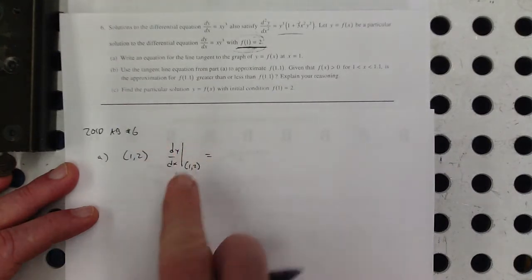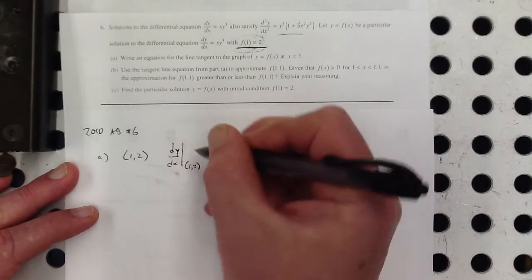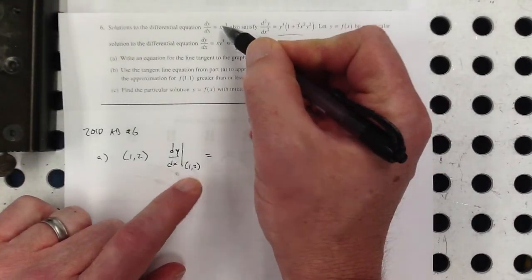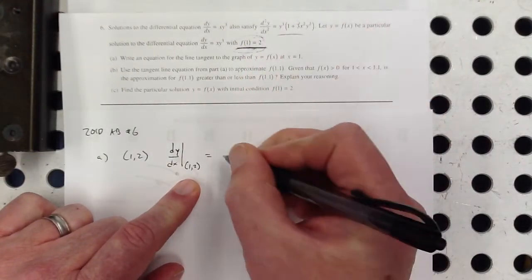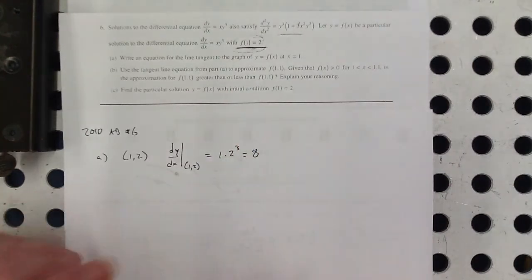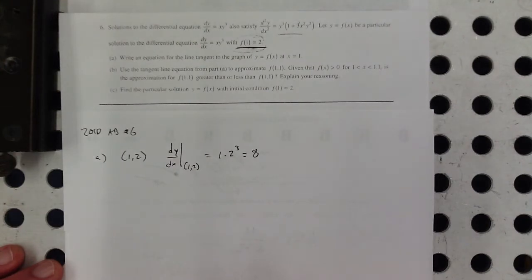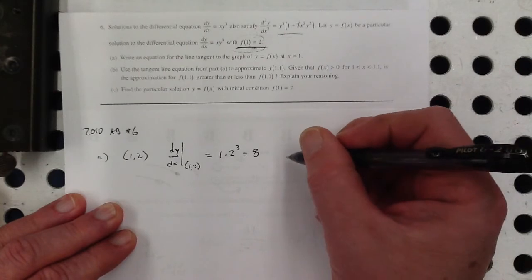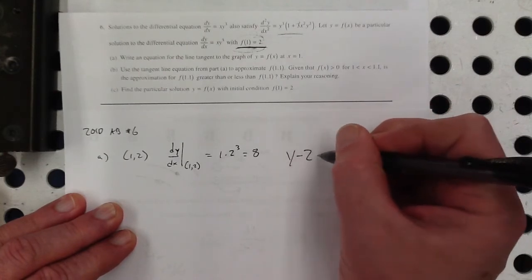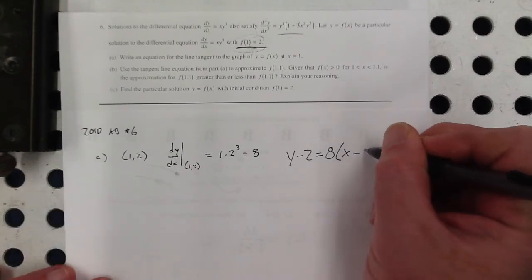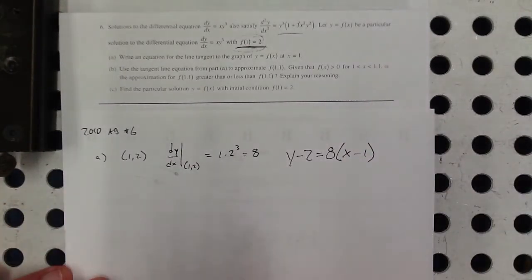You don't have to write it like this. That's the notation that I like. You can just write m equals if you want. But to find it, you've got to plug the x and the y in here, right? That's 1 times 2 cubed, right? And that's it. Just write the equation for the line. y minus 2 equals slope times x minus 1. Couldn't be much easier than that.